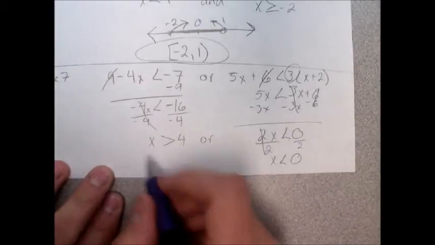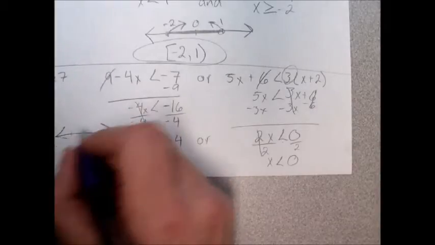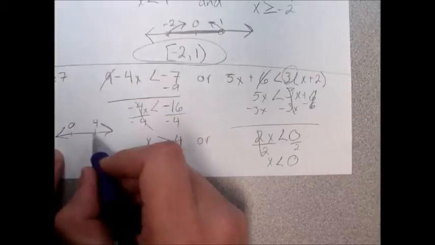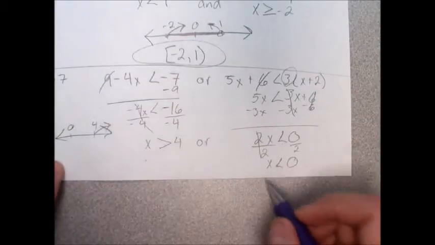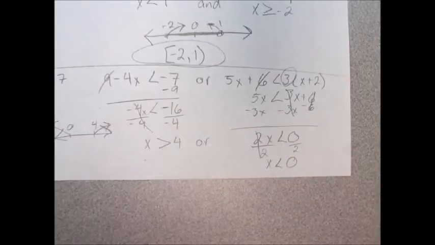We'll put this on a number line real quick. So I have 0 on here, and I have 4 on here. X is greater than 4, so it's going this way. X is less than 0, so it's going this way. Okay? So I have my two solution sets, and now I need to write this in interval notation, and this is the tougher part. Okay? Interval notation here will look a little different than what you're used to.